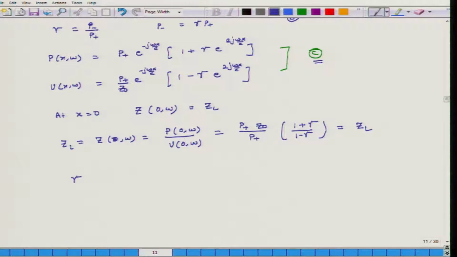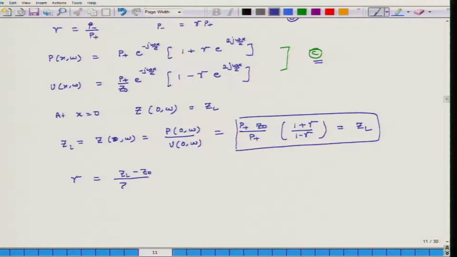So, if I redo this math from here, I can write gamma as ZL minus Z naught divided by ZL plus Z naught. I am just rearranging the terms. So, this is equation D.